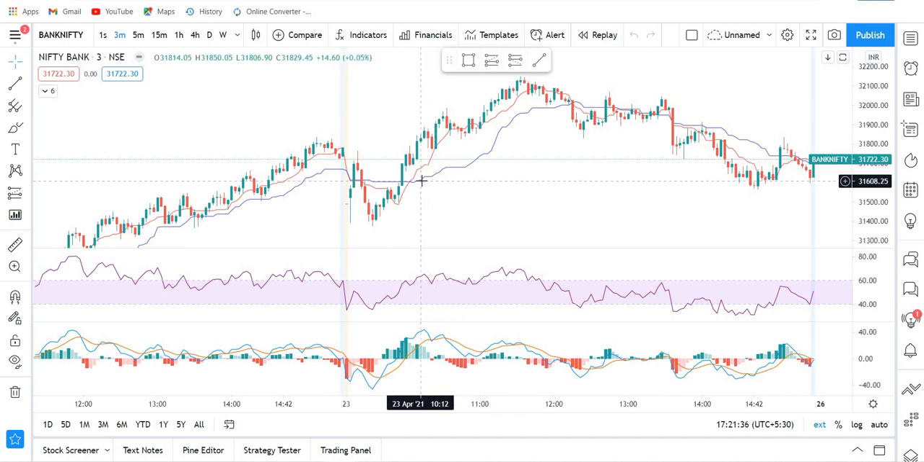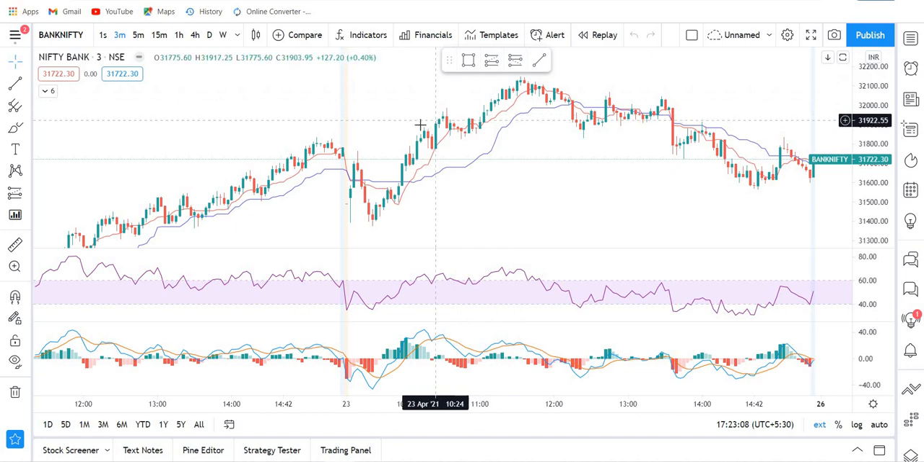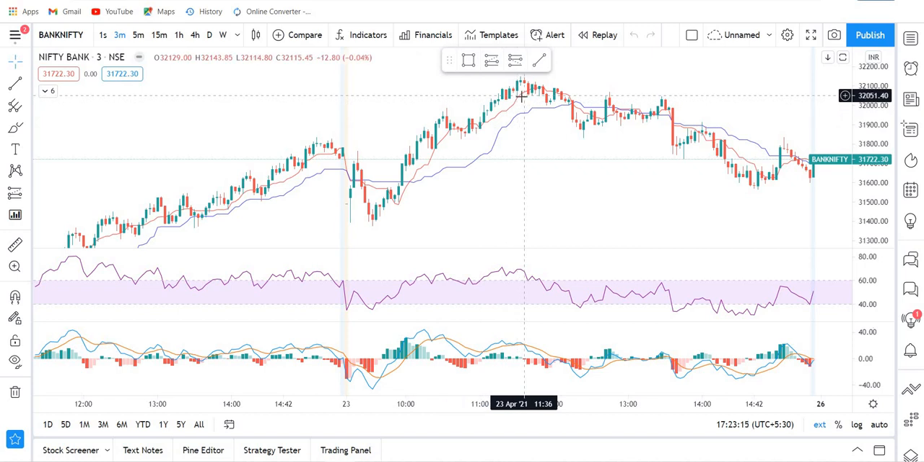So our entry point was here, and let's check the opening price, because this is our opening point, 31724, and this is the high, 32121. So almost a gain of around 500 points, I must say. 500 points gained by using a 3-minute chart. It is good enough. Now let's look for a sell setup.